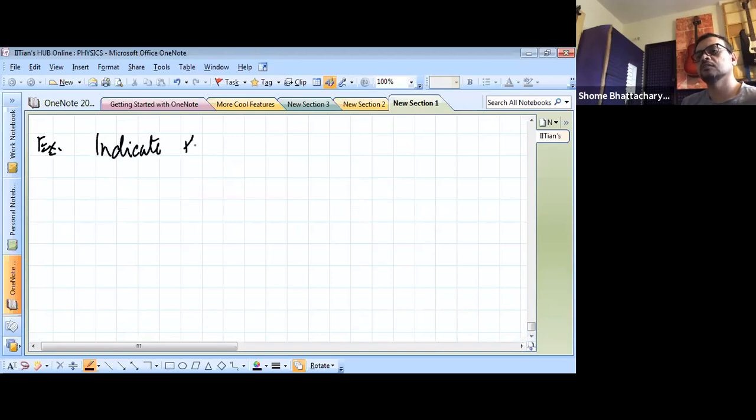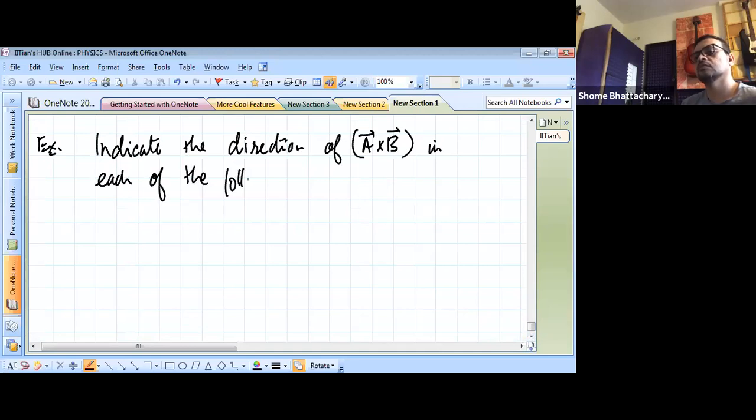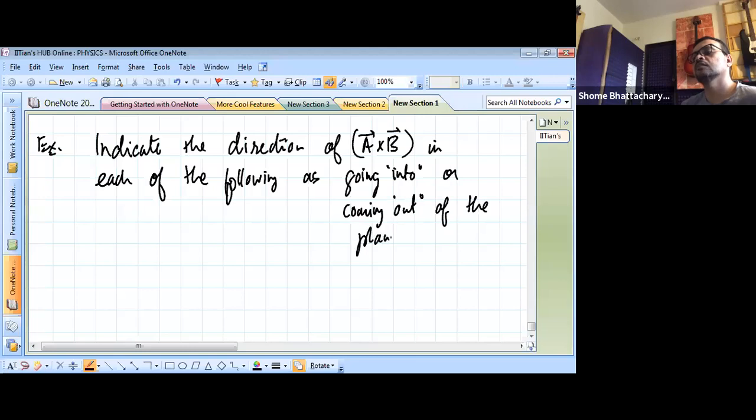Indicate the direction of A cross B in each of the following as going into or coming out of the plane of the screen. Okay, this is what we have to do in the question. I'm giving you some examples.